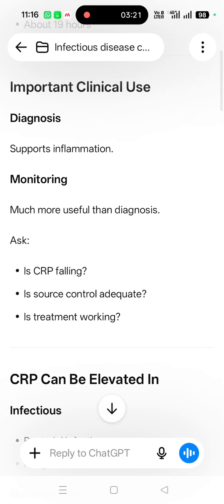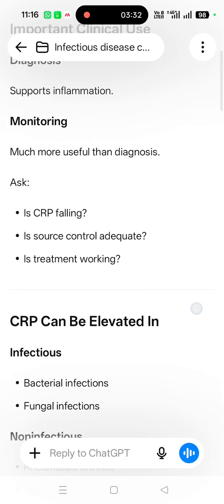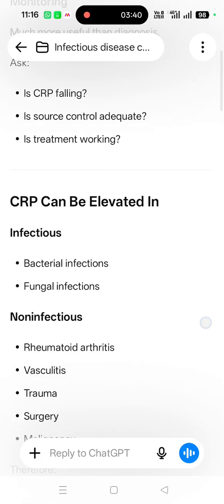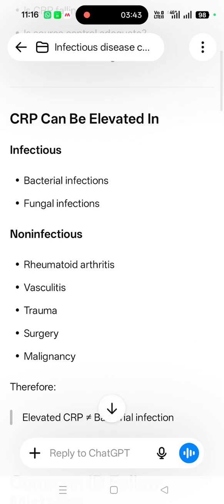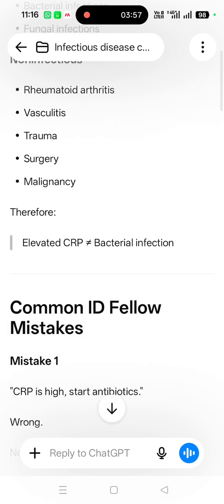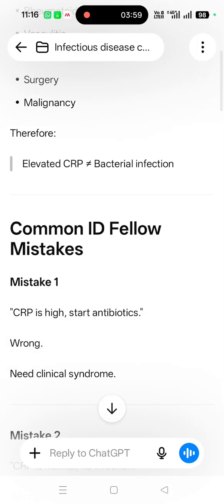So what are the important clinical uses? It helps in diagnosis and it supports inflammation. Monitoring is more useful than diagnosis. Is CRP falling? It means the person is improving. Is source control adequate? Is treatment working? So CRP can be evaluated in infectious conditions, that is bacterial infection and fungal infection, and non-infectious ones like rheumatoid arthritis, vasculitis, trauma, surgery, malignancy. But elevated CRP doesn't always mean that it is bacterial infection.